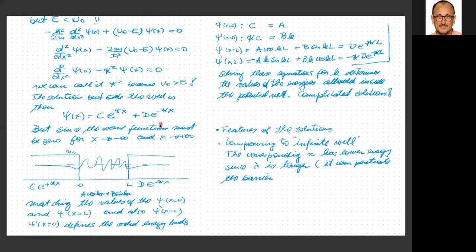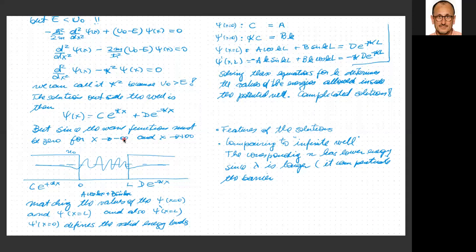Why? Because you can plug this into the equation and find it's a solution. You take twice the derivative of this function with respect to x, and you get a kappa squared in front of each of these terms. And since the sign is changed with respect to phi, you get kappa squared times phi from the first term, and this is a solution. Perfect.